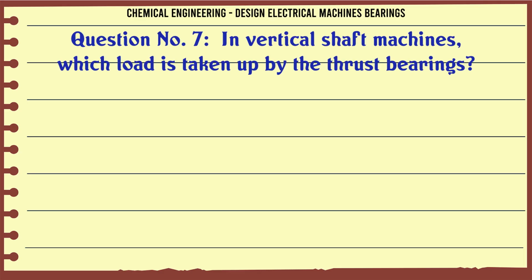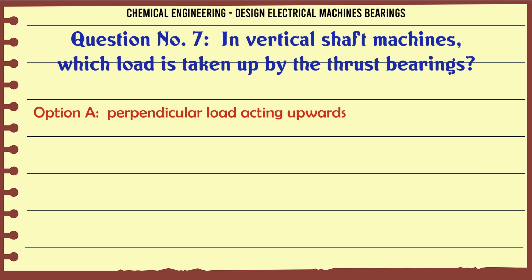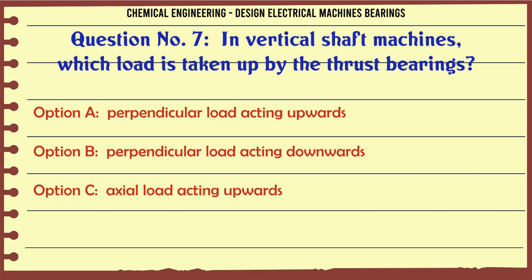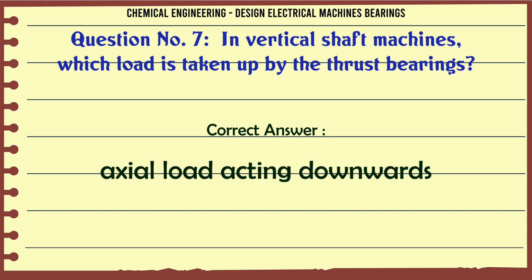In vertical shaft machines, which load is taken up by the thrust bearings? A perpendicular load acting upwards, B perpendicular load acting downwards, C axial load acting upwards, D axial load acting downwards. The correct answer is axial load acting downwards.